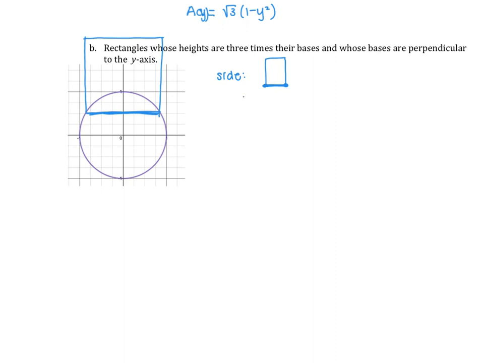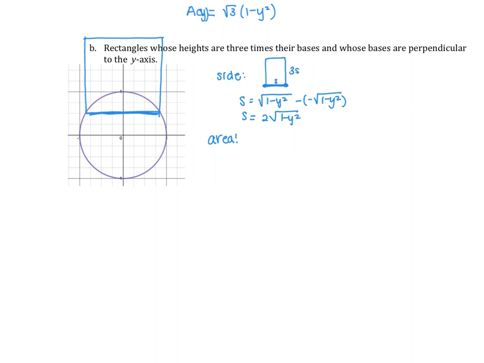Whether I'm using a rectangle, a circle, or a triangle, it doesn't even matter. The side is still the same as the one up above, right? The side is still going to be the positive square root of 1 minus y squared minus the negative square root of 1 minus y squared. So the side is still 2 root 1 minus y squared. The side didn't change, but the area sure will, because we're doing the area of a rectangle whose height is 3 times the side.